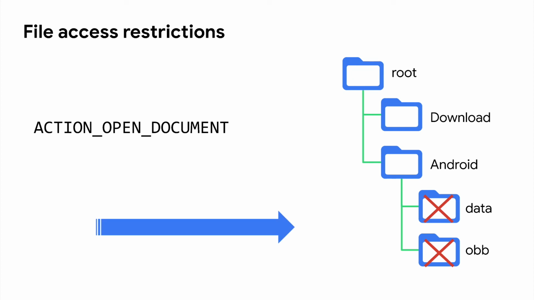And for ACTION_OPEN_DOCUMENT, you can no longer access directories and subdirectories within data and OBB of the Android folder, because those are specific to applications and we don't consider them being visible or accessible by others an option.